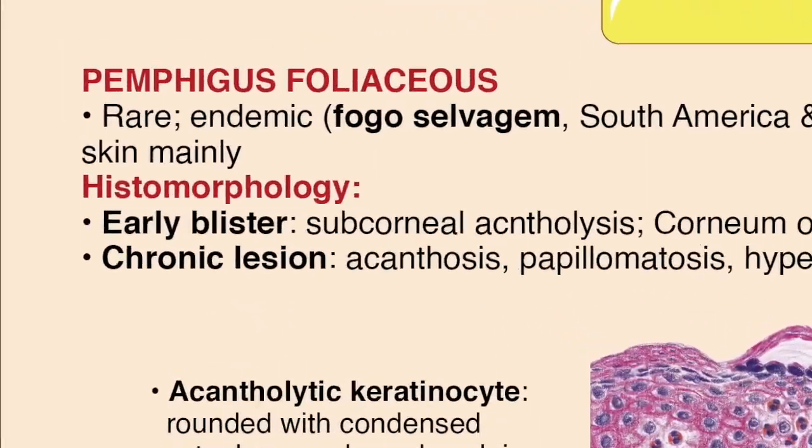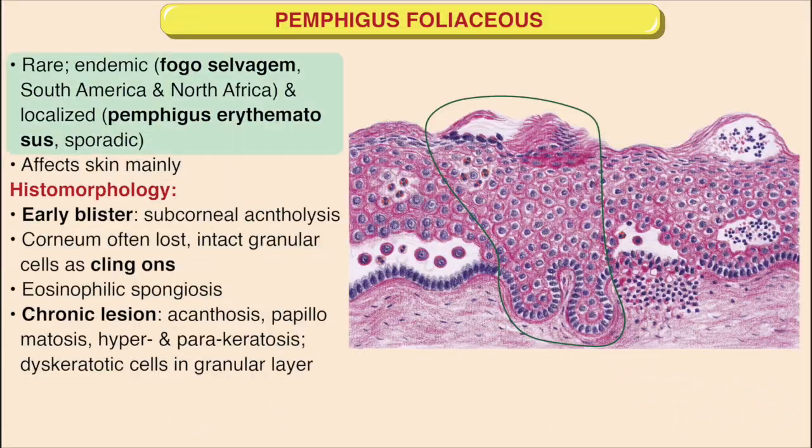Pemphigus foliaceus is rare and primarily occurs in two subsets. Endemic type, also known as Fogo selvagem, which is more common in the countries of South America and North Africa. And the second type, that is localized type, or Pemphigus erythematosus or Senear-Usher syndrome, which is sporadic worldwide. Unlike Pemphigus vulgaris, Pemphigus foliaceus generally spares mucosa and affects skin.